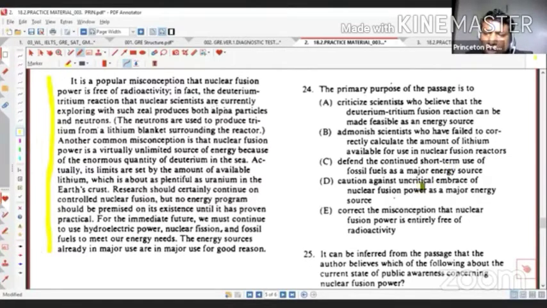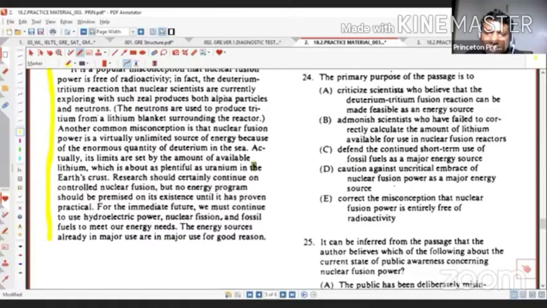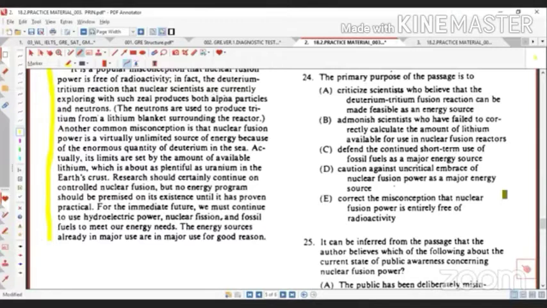Defend the continued short-term use of fossil fuel as a major energy source. Defend. Is it the whole idea? I don't think so. It's just part. No, it's not. Caution against uncritical embrace of nuclear fusion power as a major energy source. Uncritical means without any testing or anything. Any practical. Okay. Caution against uncritical embrace means when you embrace someone, when you take up, when you accept as a power. Caution. This could be. There could be a reason.